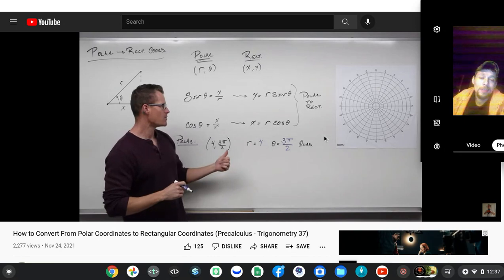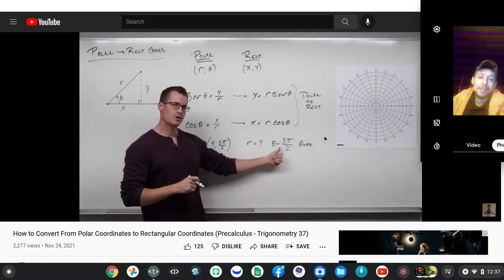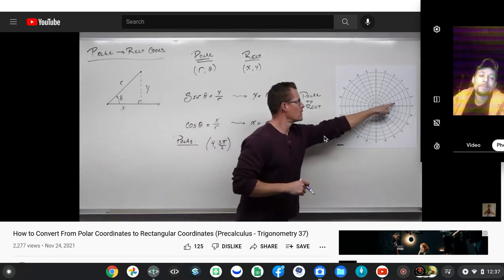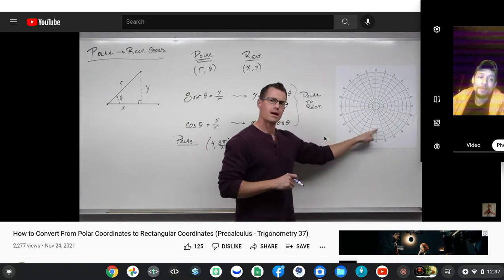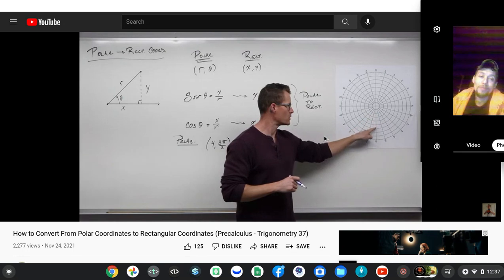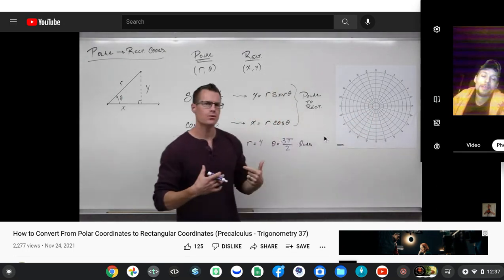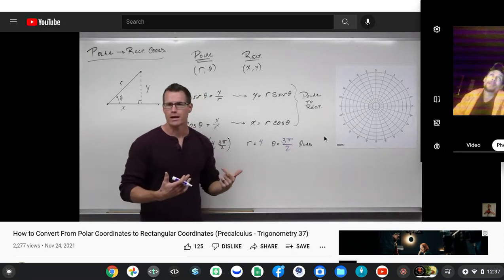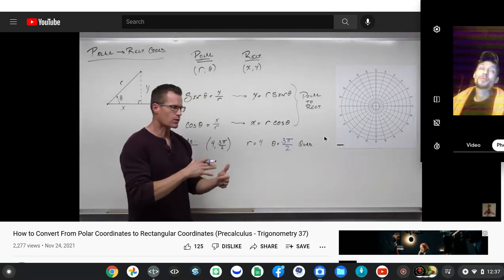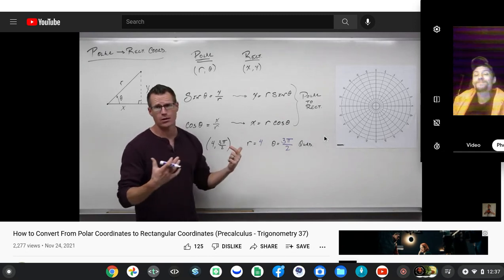So if we think about an angle of 3 pi over 2, that's an angle all the way over there, and a radius of 4. We are right on the negative y-axis. So we know this is kind of a quadrant angle. We're not in a quadrant, we're on one of the axes. So we should still end up on the negative y-axis.